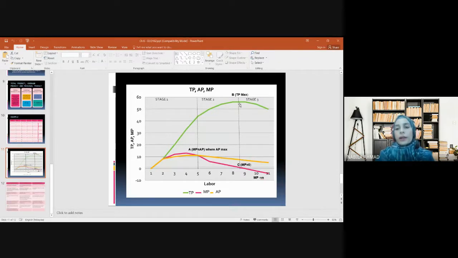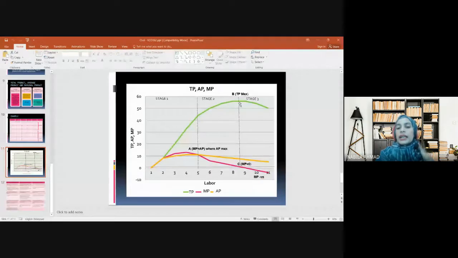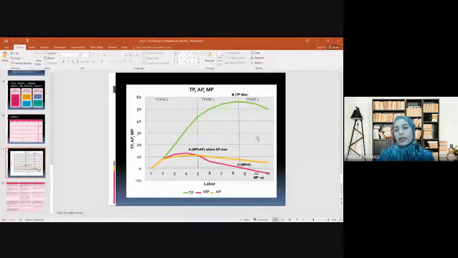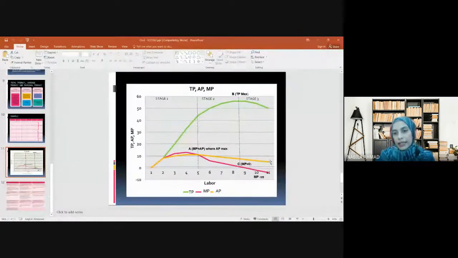So once dah capai maximum total product, selalunya producer dia akan stop hiring labor. Dia tidak akan hire more labor. Tetapi sekiranya ada yang degil dan hire lagi labor, apa yang berlaku? Ya, total product will decline, average product decline, and marginal product become negative. Okay? So this is how kita explain dengan diagram.